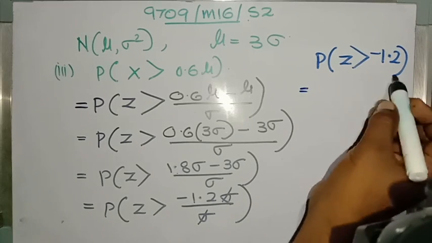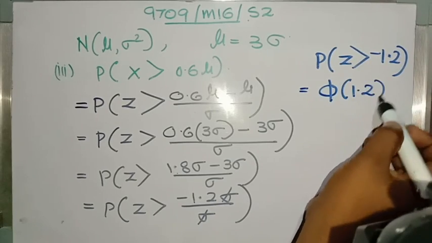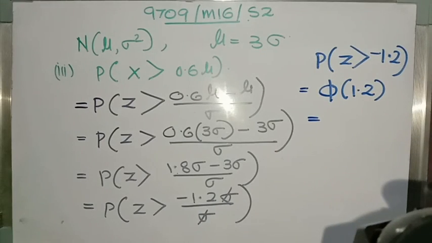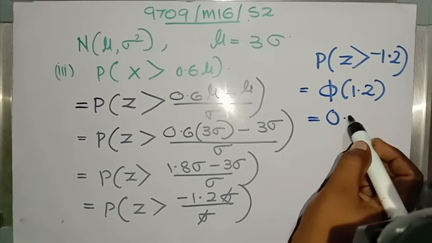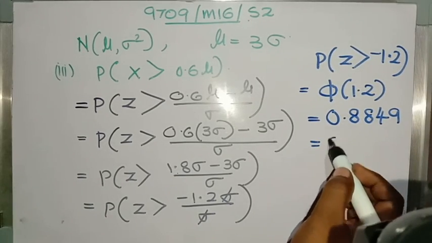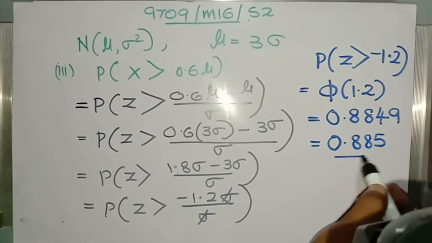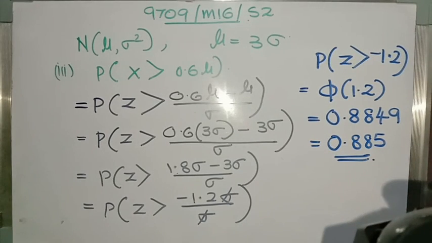P of z greater than minus 1.2 is the same as phi of 1.2, and phi of 1.2 is 0.8849, which is rounded to 0.885 to 3 significant figures. Okay.